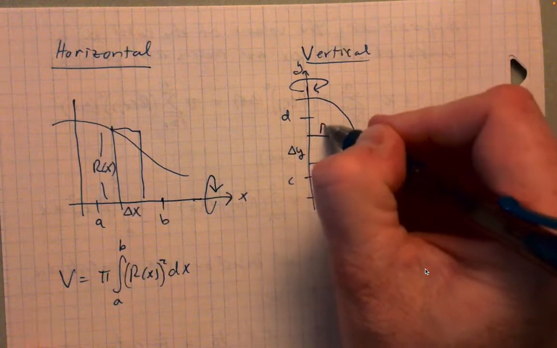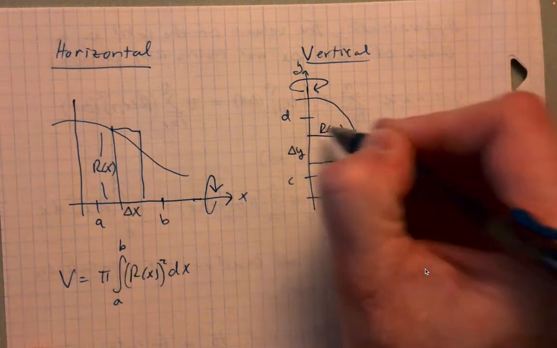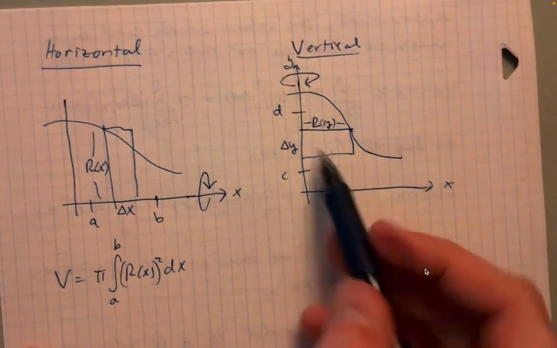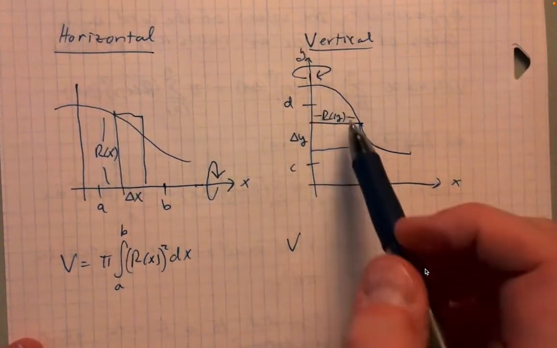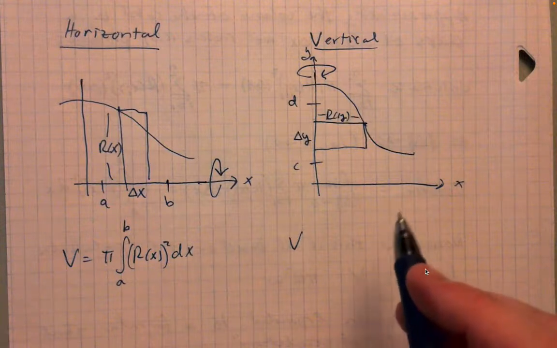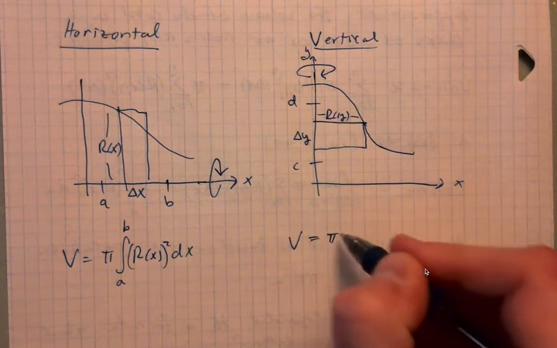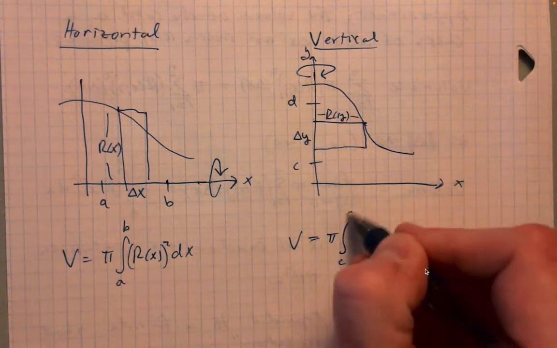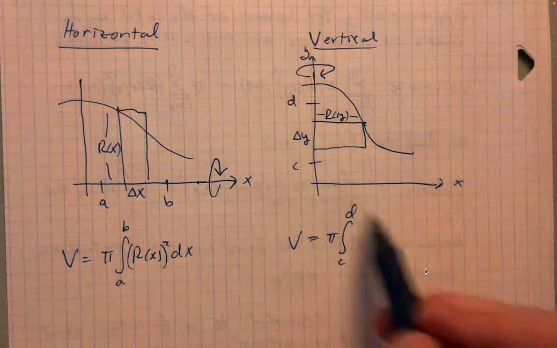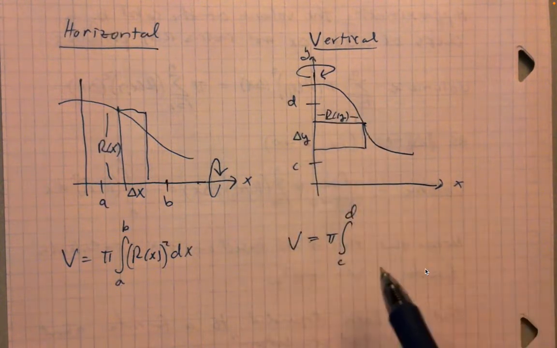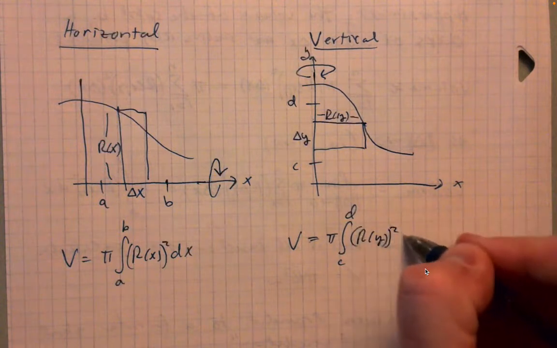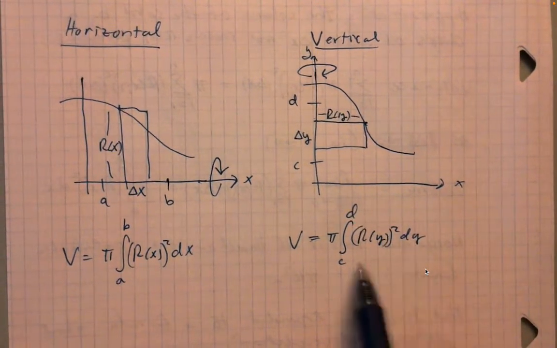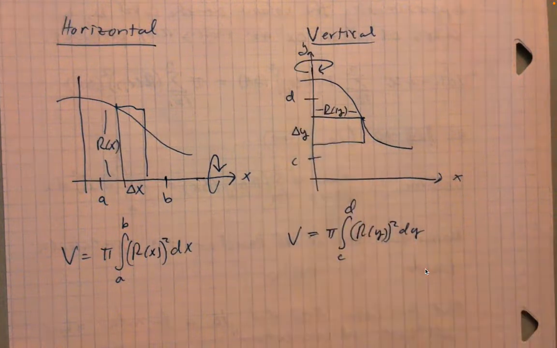And this would be an r of y, a function of y, rather than a function of x. Right? And so that's why we have a different formula for the vertical axis of revolution. And it's similar. I mean, it's pretty much the same. It's just you're reorienting given the change in the axis. Right? So here it's a function of y, and you're integrating, of course, across the y axis.